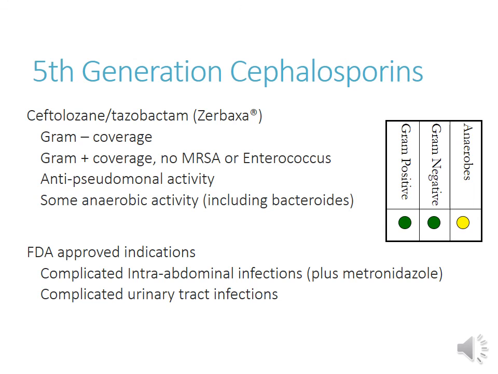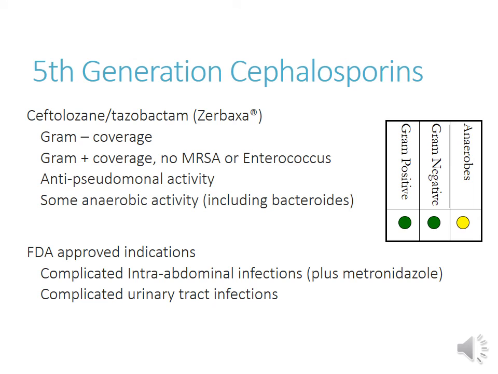Another one that has been recently released is ceftolozane and tazobactam. This is another combination with a beta-lactamase inhibitor, where this one doesn't have any MRSA coverage, but still has pretty good gram-negative and gram-positive coverage. It has good anti-pseudomonal coverage, and this one actually includes some anaerobic coverage as well. So this will actually cover your Bacteroides. This might be a little better option for intra-abdominal infections, but you still miss that Enterococcus coverage.